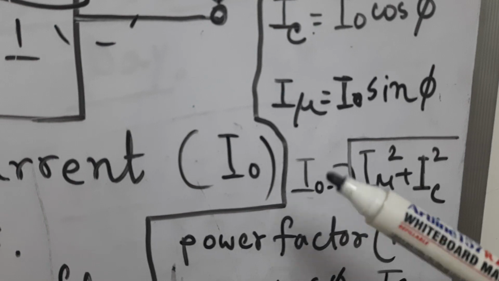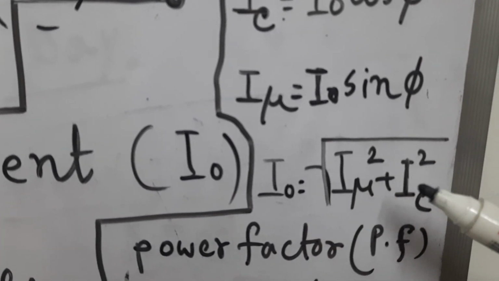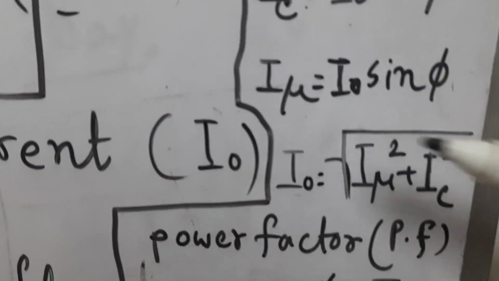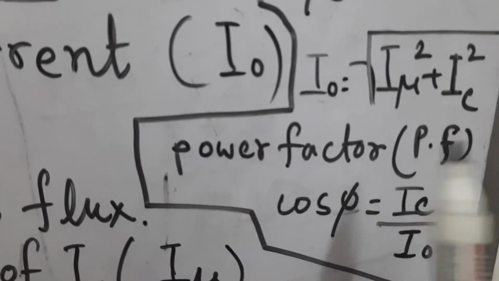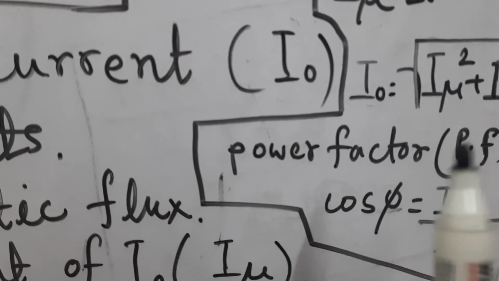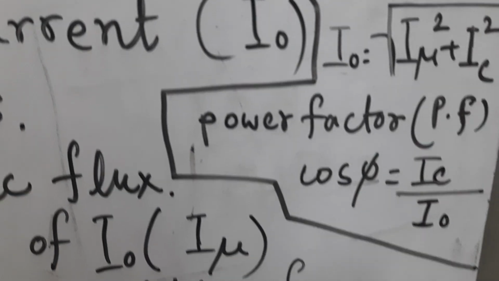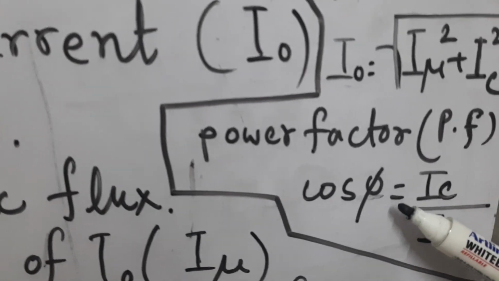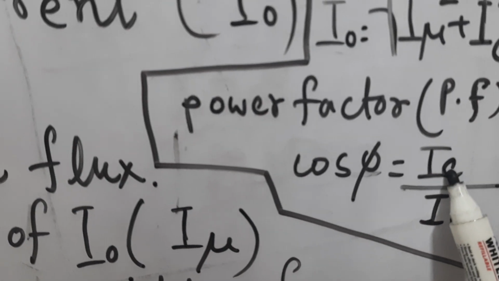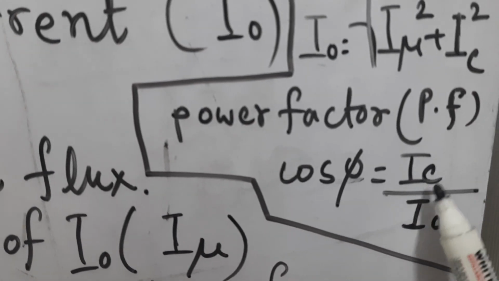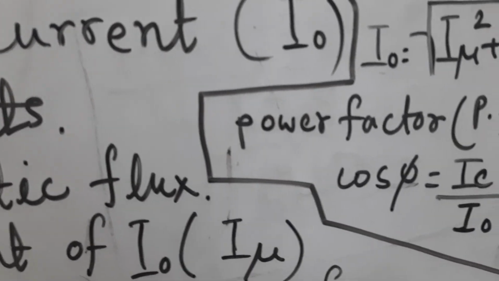So I0 equals the root of I mu square plus IC square. This is the phasor sum. And the power factor PF for a no load practical transformer: cos phi equals IC by I0. Here IC is the core and iron loss component and I0 is the no load primary current.